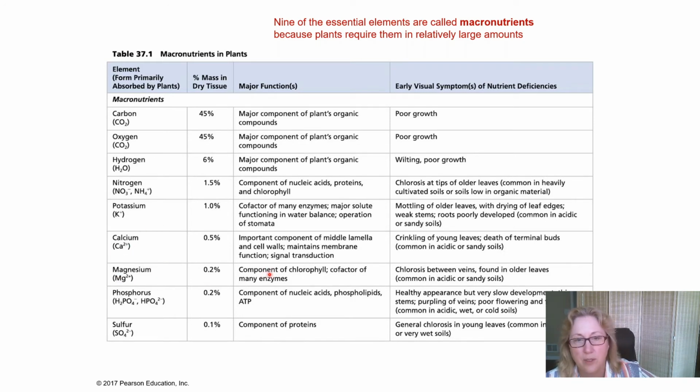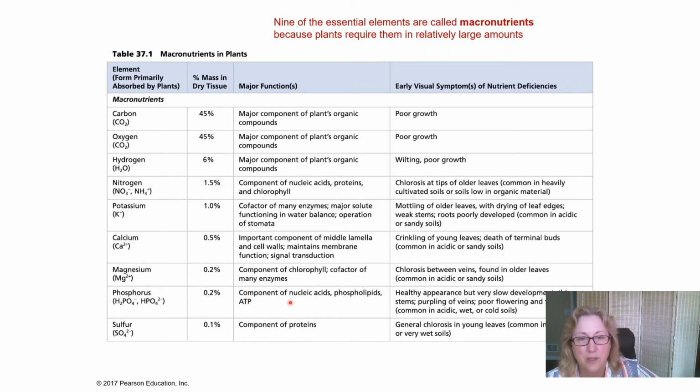Magnesium is really important because it's a major component in chlorophyll. And that's one of the reasons magnesium is an essential nutrient for us too. And that's one of the reasons why green leafy things are a good source of magnesium, because any place you have chlorophyll, you're going to have some magnesium there.